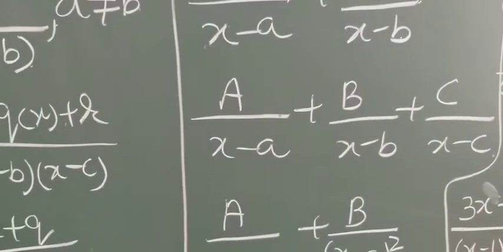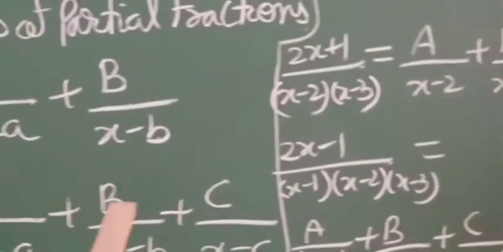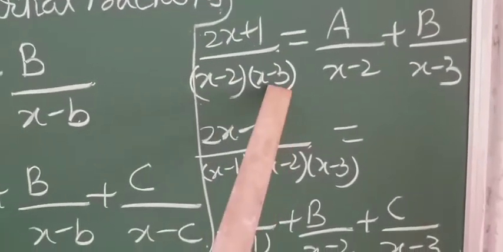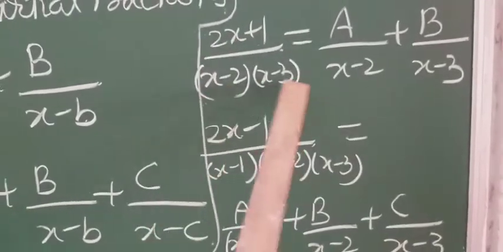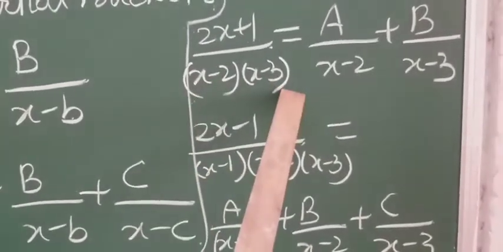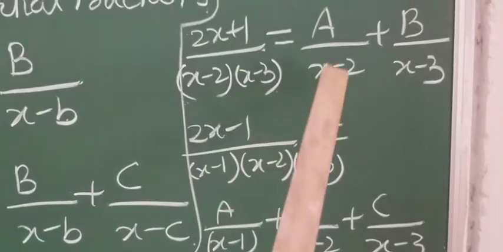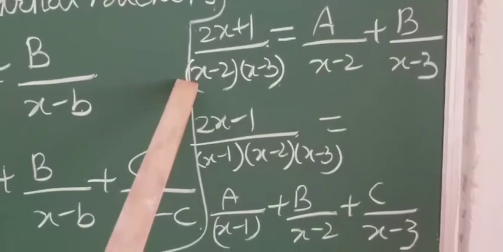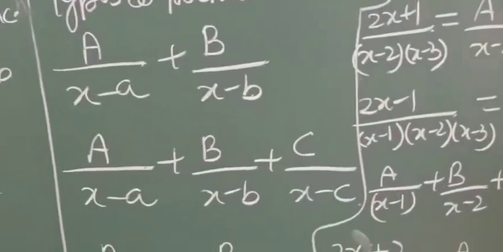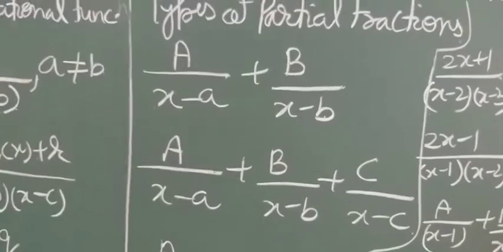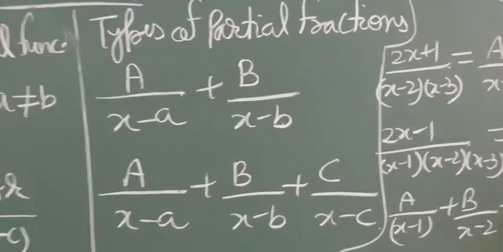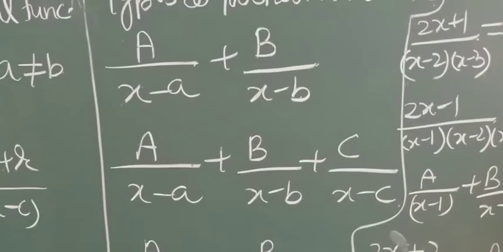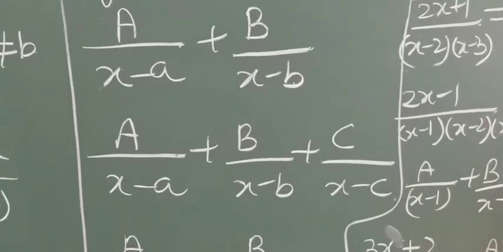Okay. Let us take one example of this: (2x+1) upon (x-2)(x-3). Its numerator degree is 1, its denominator degree is 2, student. The two factors are there. So we will take A upon (x-2) plus B upon (x-3). Okay, we are learning, student, how to take partial fractions of the given rational function if it is in proper form.